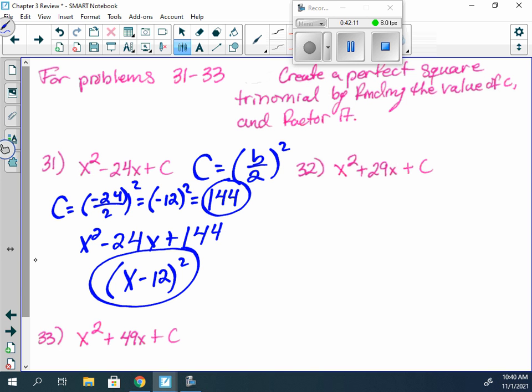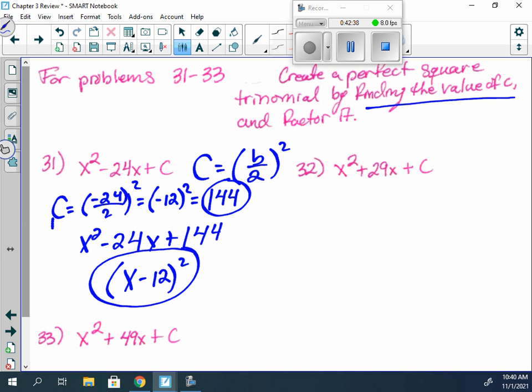So create a perfect square trinomial by finding the value of C. What is it really asking us to find? Which is? And factor x minus 12 squared. So you can rewrite it back out as x squared minus 24x plus 144. That is fine. But I definitely am looking for the 144 and x minus 12 squared. Those are the two I'm looking for.